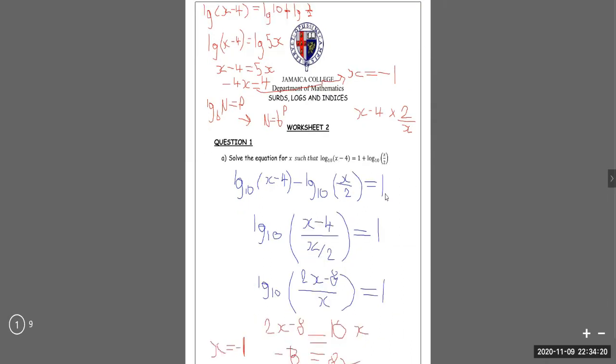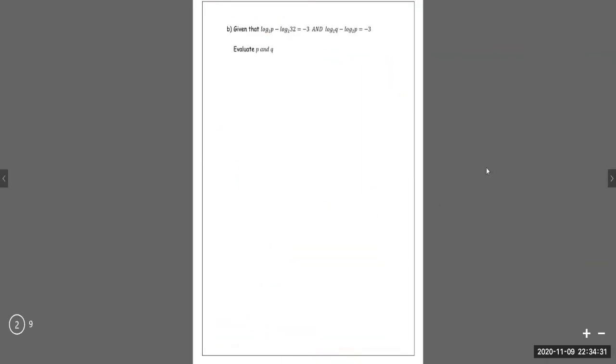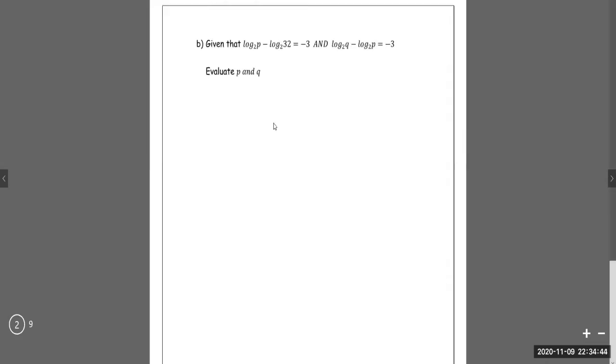So this question was from 2008 or something like that, and it was worth 5 marks. 5 marks on the paper too. Right? Now here's another log question. This question now was worth 6, and this was, I think, from 2009 or something like that. The further up we go, the later they become.